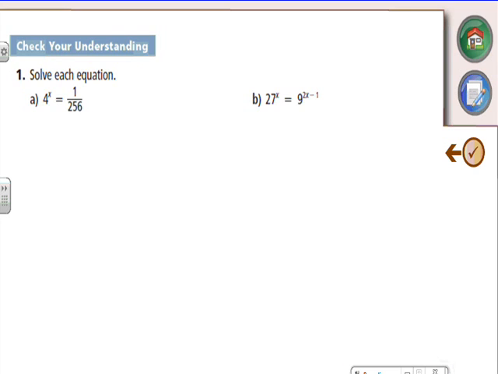Let's look at this first one. I've got 4 as a base. I need to get the other side to a base of 4, if possible. If not, I know that I can get 4 to a base of 2, so maybe I can get the other side to a base of 2 as well. But I'm first going to start with 4 and see if it works. And 256, we just saw that one a little while ago. And that one is, yes, a base of 4. So this is 4 to the x equals 1 over 4 to the 4.